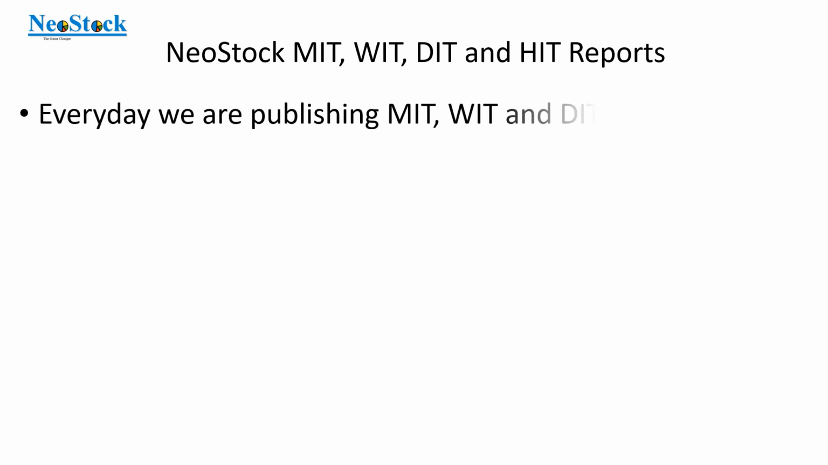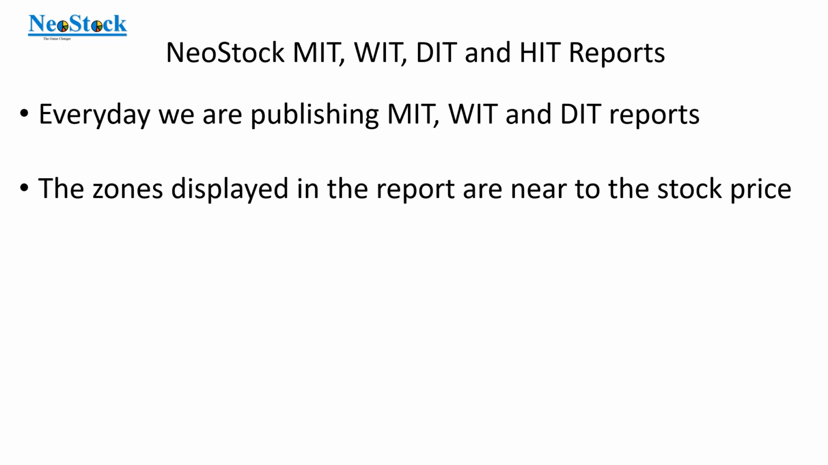And when it comes to NeoStock MIT, WIT, DIT and HIT reports, every day we are publishing MIT, WIT and DIT. Earlier I published HIT also, but I have seen people are not looking into them, so I stopped it. But they also will be useful to you sometimes. The zones displayed in the report are near to the stock price, because for the current stock, whichever is the nearest demand zone and the nearest supply zone, that is what I am displaying in the report. It is not possible to display all the zones, right?